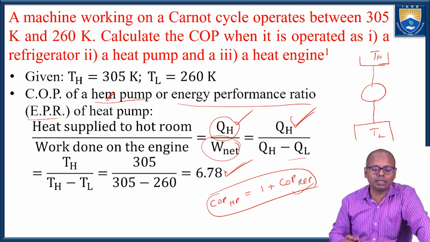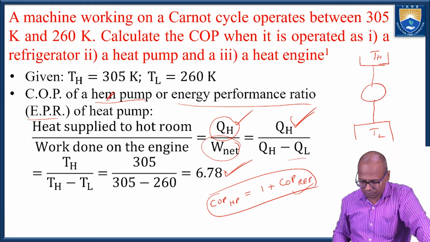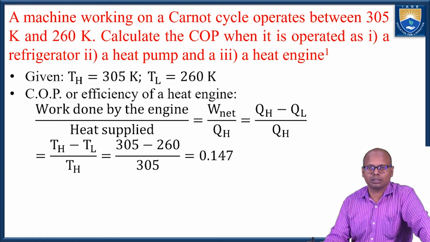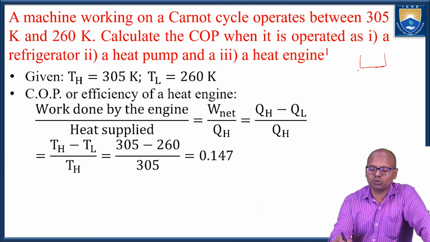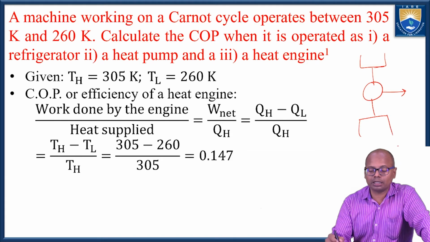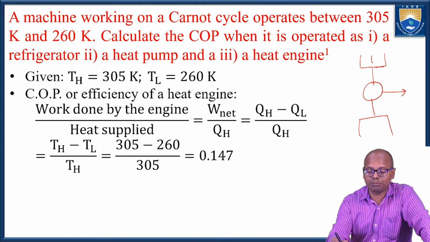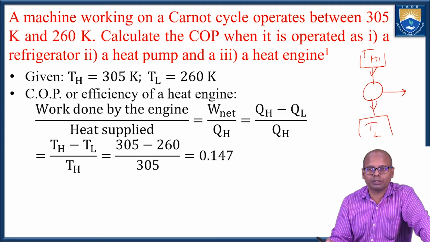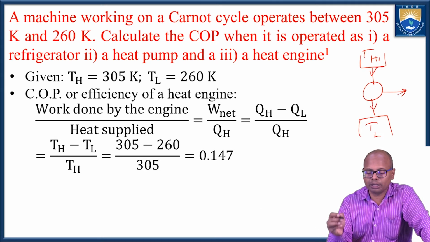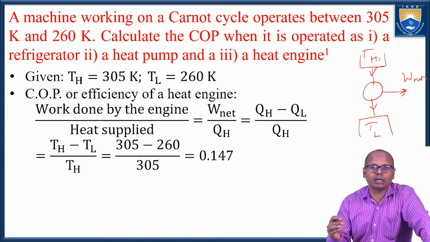So what is the third part? It is the heat engine. So what is this heat engine doing? The aim of the heat engine is to supply some work. Unlike the refrigerator and heat pump, the heat engine is taking some heat from the higher reservoir and supplying part of it to the lower reservoir, and the remaining part is supplied as some net work output.